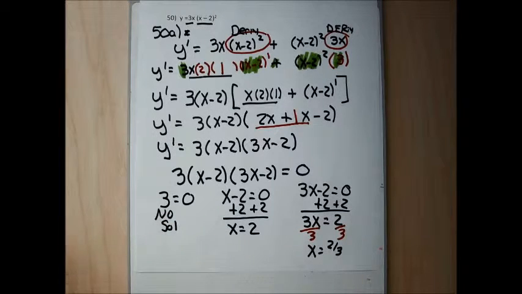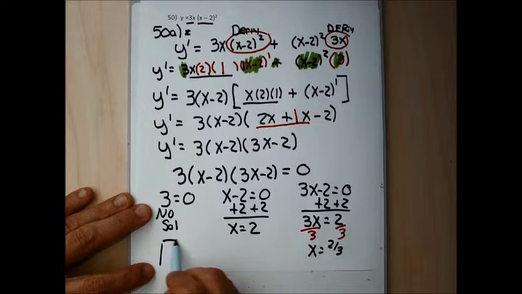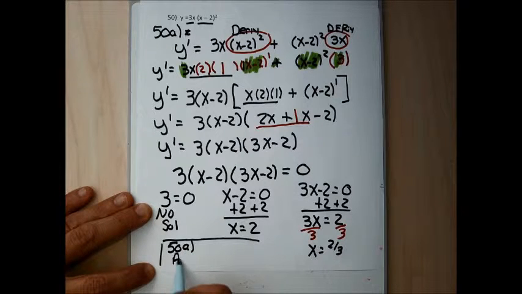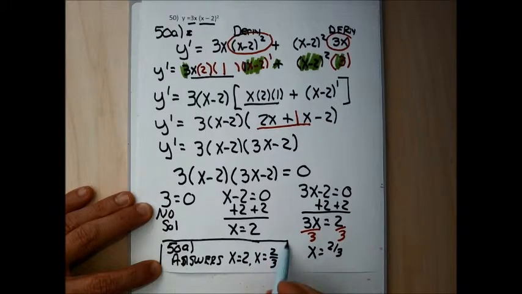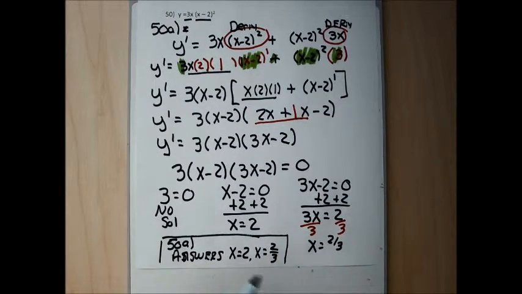So my answer to 50 part A is that at x equal to 2 and x equal to 2/3, not x equal to 3, the tangent line is going to be horizontal, meaning it's probably going to go through a high or a low point. Now I'll move on to part B.